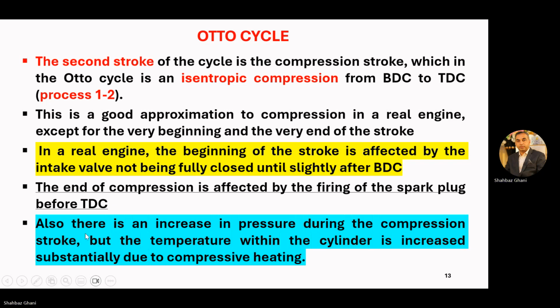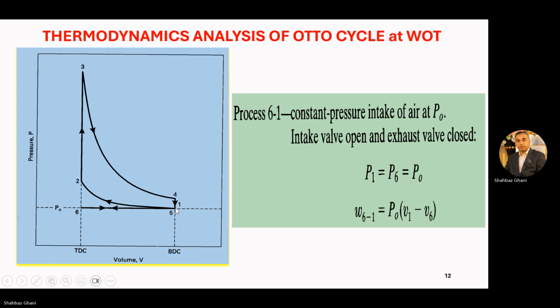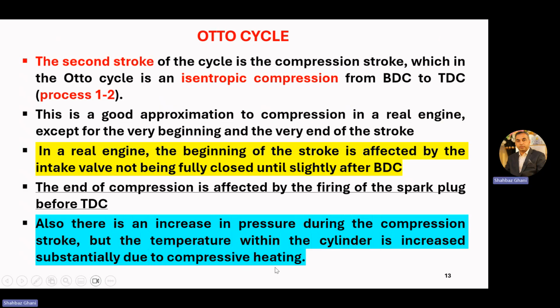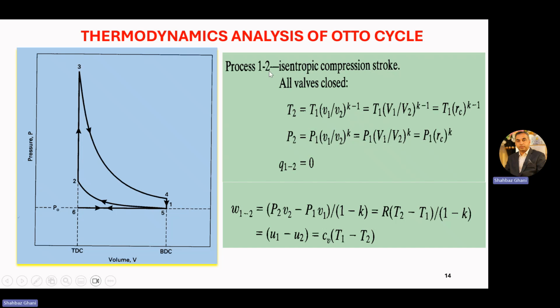Also, there is an increase in pressure during the compression stroke, but the temperature within the cylinder is increased substantially due to compressive heating. You see, as you go from BDC to TDC, pressure is increasing and temperature is increasing manifold due to compressive heating. So process 1 to 2 is the isentropic compression stroke. The condition of the valves is that all valves are closed. So the temperature T2 is equal to T1 times (V1 divided by V2) raised to the power K minus 1. In terms of pressure, we get this equation.